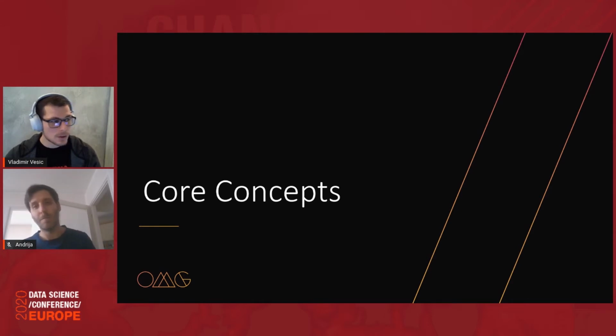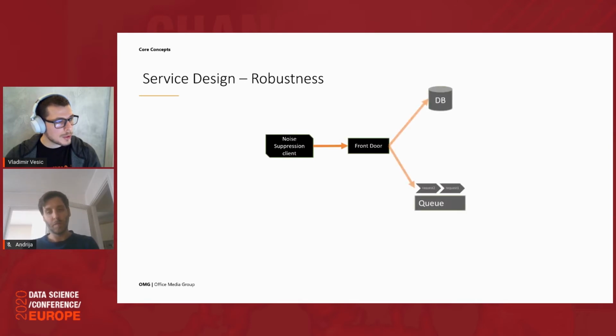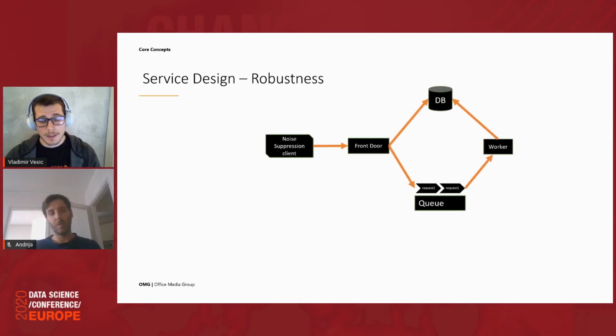Thank you, Andrija. So as Andrija mentioned, now we're going to dive a bit into these core concepts. First of these concepts is robustness. I'm just going to click through here to show you. So this is basically the diagram which Andrija showed you earlier, but it also has this noise suppression client. Noise suppression client represents a library which you need to have on your machine in order to communicate with our service.